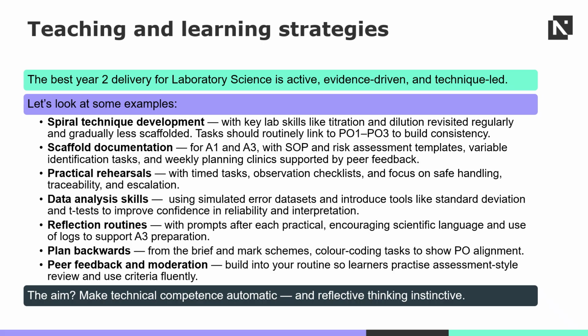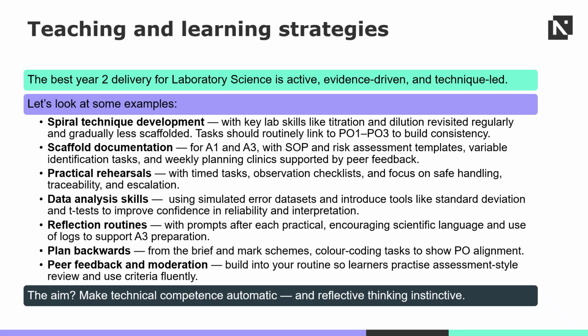Scaffolding should gradually reduce over time as learners build confidence, with regular rotation of tasks mapped to PO1 to PO3 to reinforce skill retention and transfer. Scaffolded documentation, especially for A1 and A3, is essential, using structured templates for SOPs and risk assessments, alongside targeted activities to help learners identify variables and contextual safety concerns. Weekly planning clinics and peer feedback sessions can strengthen documentation quality and learner ownership.